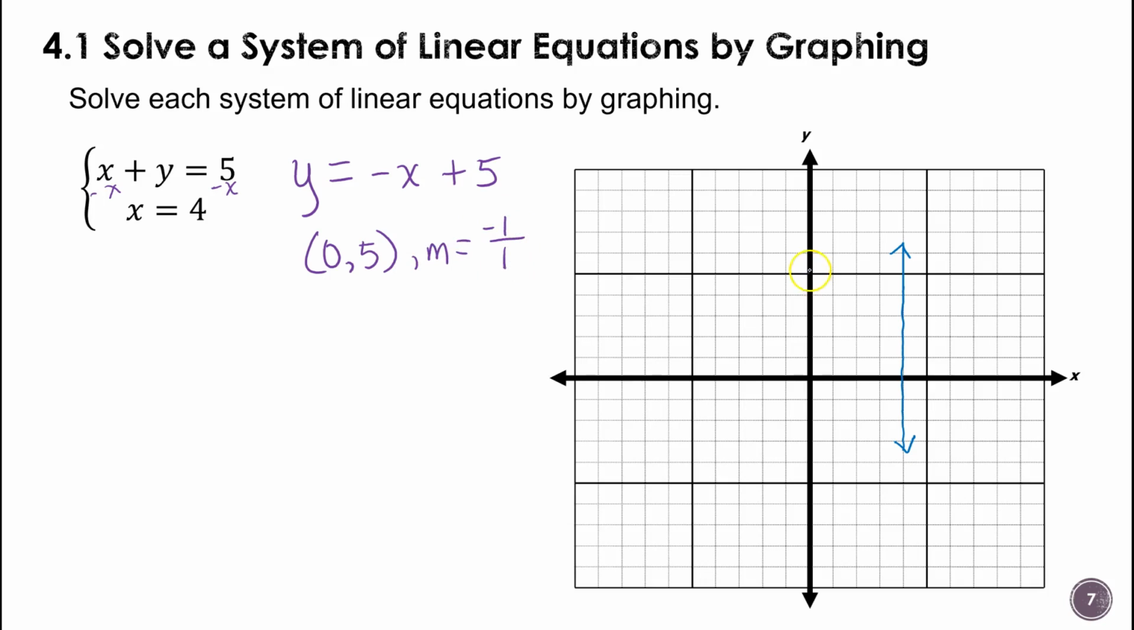Okay, so I'm going to put a point at 0, 5, and then I'm just going to count down 1, right 1, down 1, right 1, down 1, right 1, until I reach the line. Down 1, right 1. That's what I was talking about. Keep graphing or keep counting until you hit the line. And then we can draw our line. And we find our intersection at, whoops, I'm on the next screen, 4, 1, and that is our solution. Okay, because that's where the two lines intersected.